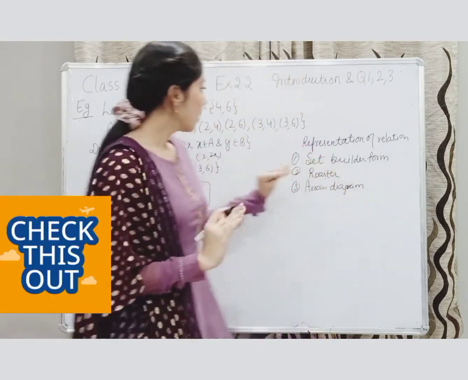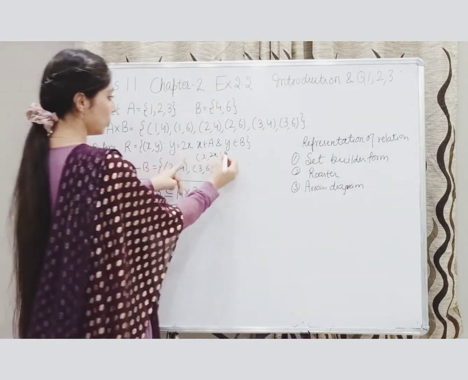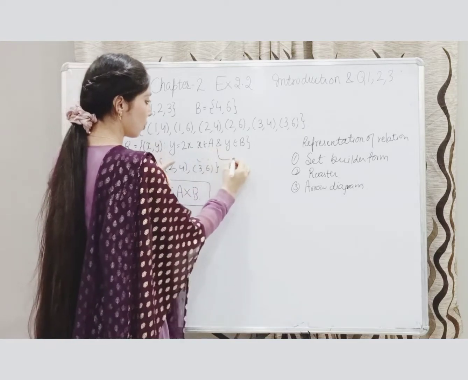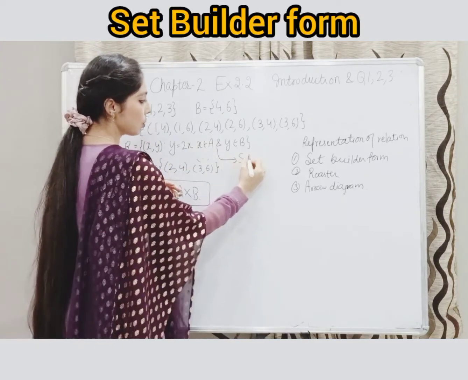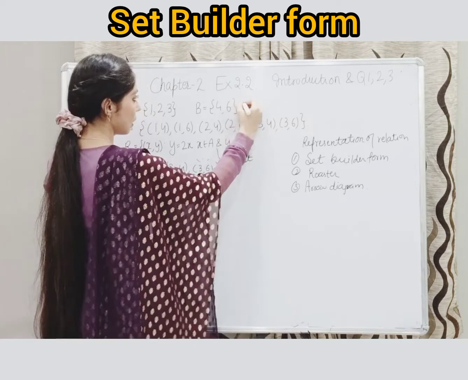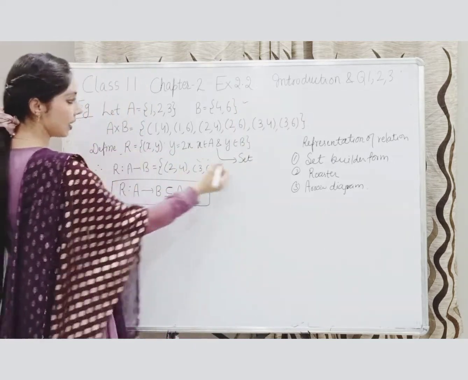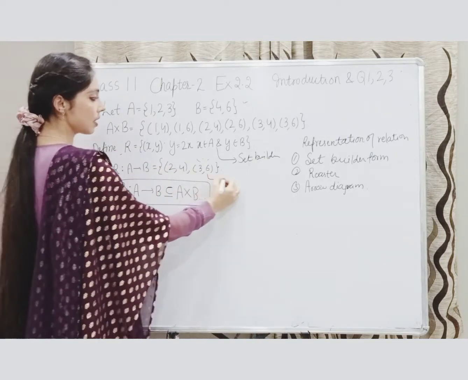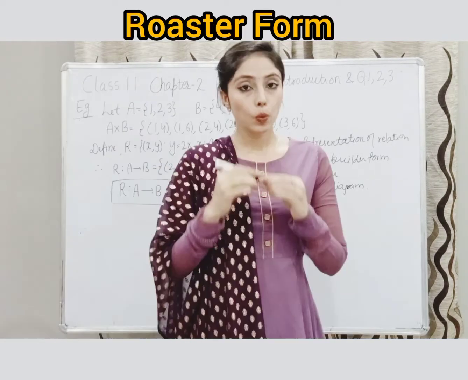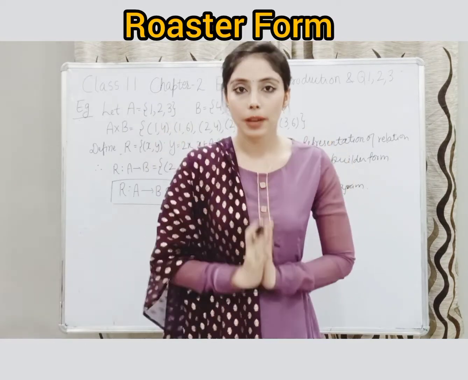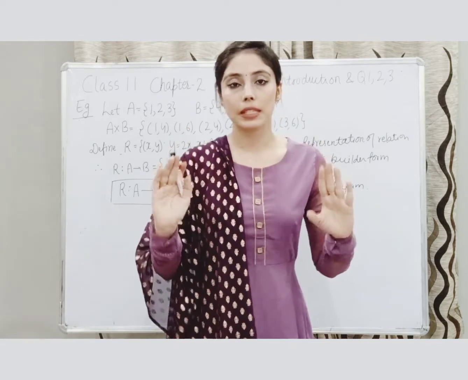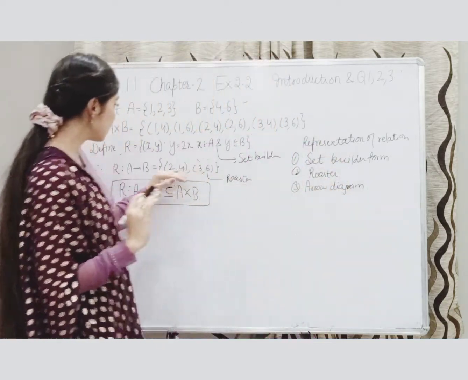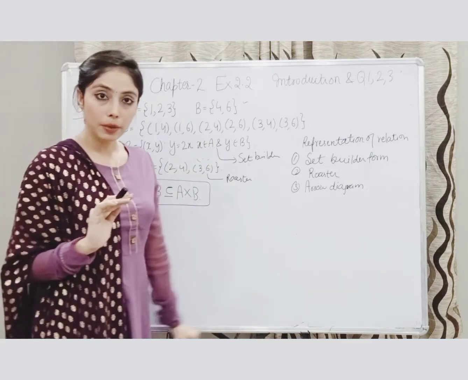Okay, so what is set builder form? You know that this is a set builder form. So by this example you can represent this particular relation in set builder form also. And this is the roster form, in which all the elements are separated by commas and enclosed with curly braces. So this is roster form and this is set builder form.